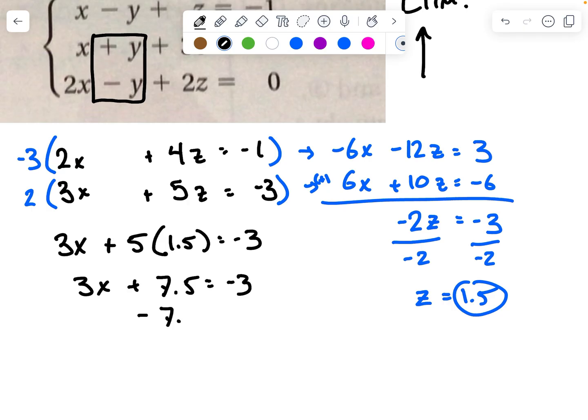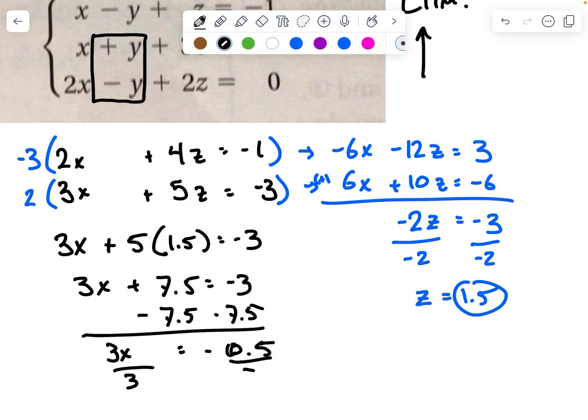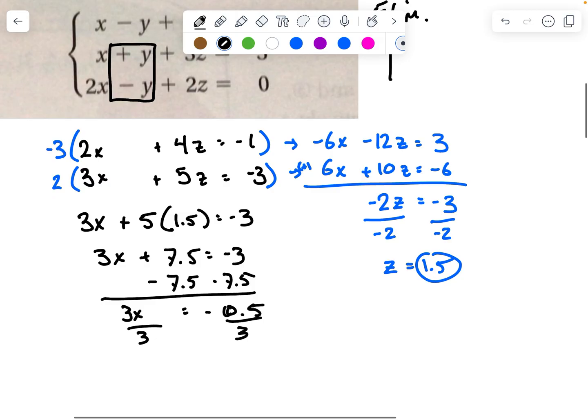And I'm going to subtract 7.5 from both sides. I'm going to get 3x is negative 10.5. And I'm going to divide by 3. And with a little bit of shrinking of my screen, I'm going to get negative 3.5. Okay, so here's what I have.